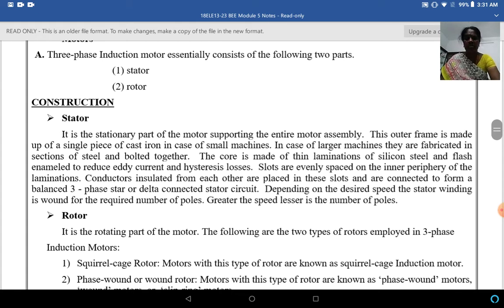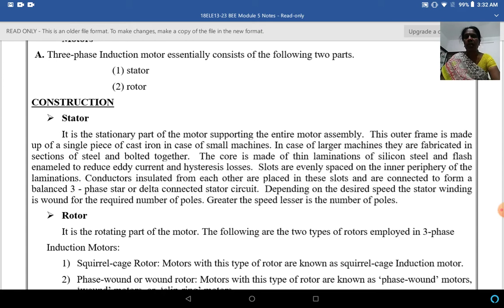The stator is the stationary part of the motor, supporting the entire motor assembly. The outer frame is made up of a single piece of cast iron in the case of smaller machines. In the case of larger machines, they are fabricated in sections of steel and bolted together. The core is made of thin laminations of silicon steel with flash enamel to reduce the eddy current and hysteresis loss, as you can see.